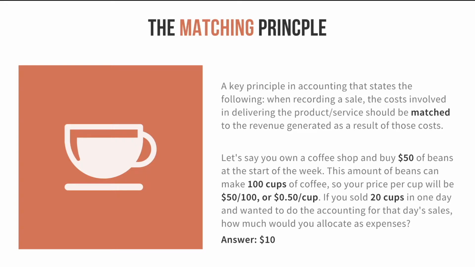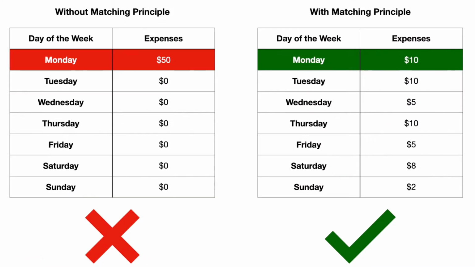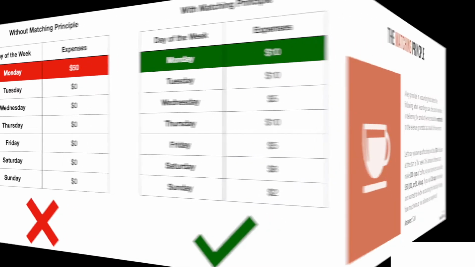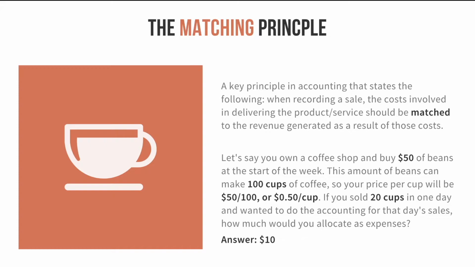So basically what this means is that when you're accounting for the cost of the beans that you've purchased, you're not going to count it as a $50 expense on your first day and then $0 of expenses on every subsequent day. Instead, you use the matching principle to match the cost of the beans that you paid to the actual revenue that you generated. So 20 cups times 50 cents a cup means you will account $10 worth of costs for that particular day's income statement. The matching principle is a way of distributing the cost of a big purchase so you have an accurate idea of just how much money you spent to generate the revenue that you did.